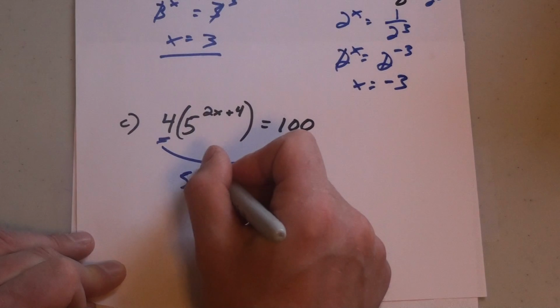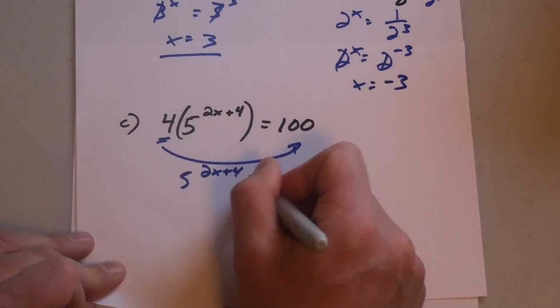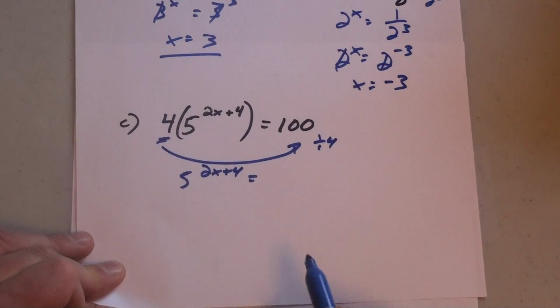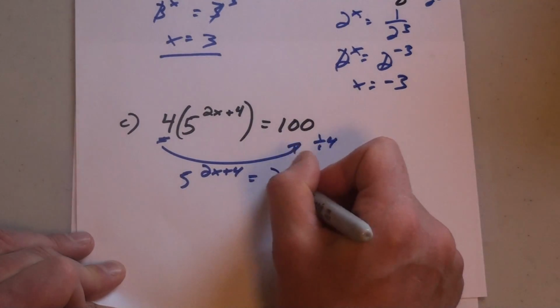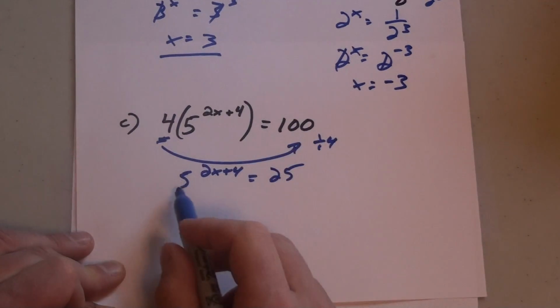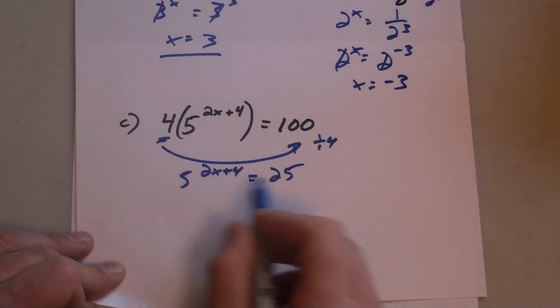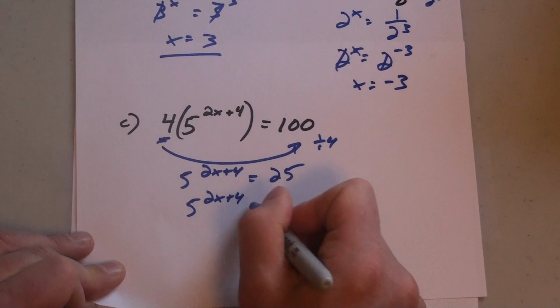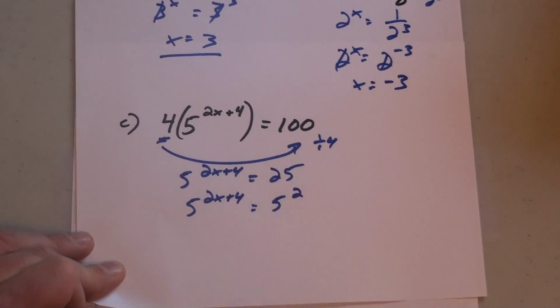So I'll have 5 to the 2x plus 4 equals, and I'll be dividing by 4 because it's multiplying on that side. 100 divided by 4 is simply 25. Now 5 and 25 can be expressed as the same base. 25 is 5 squared, so I have 5 to the 2x plus 4 equals 5 squared.